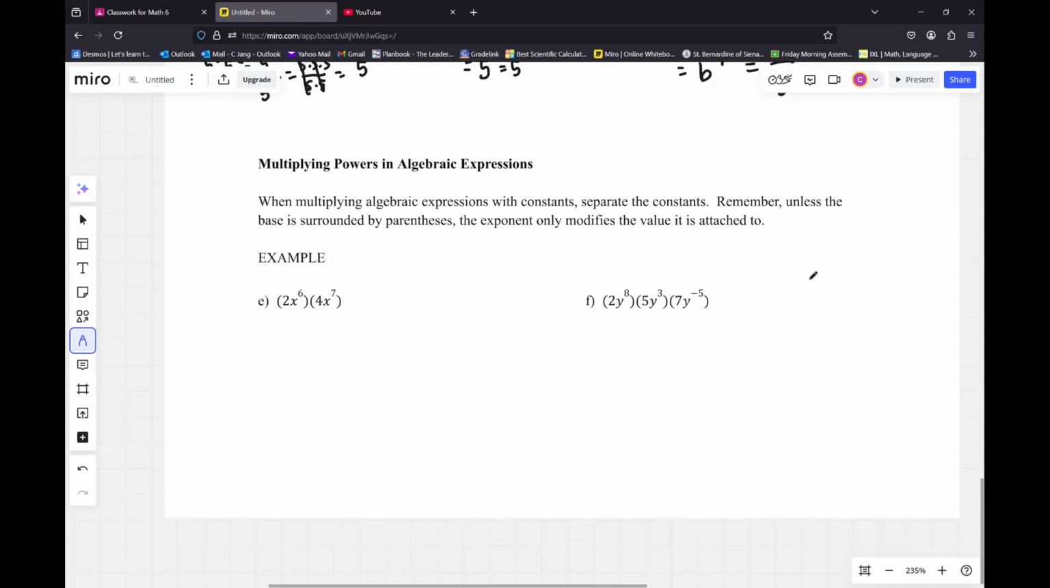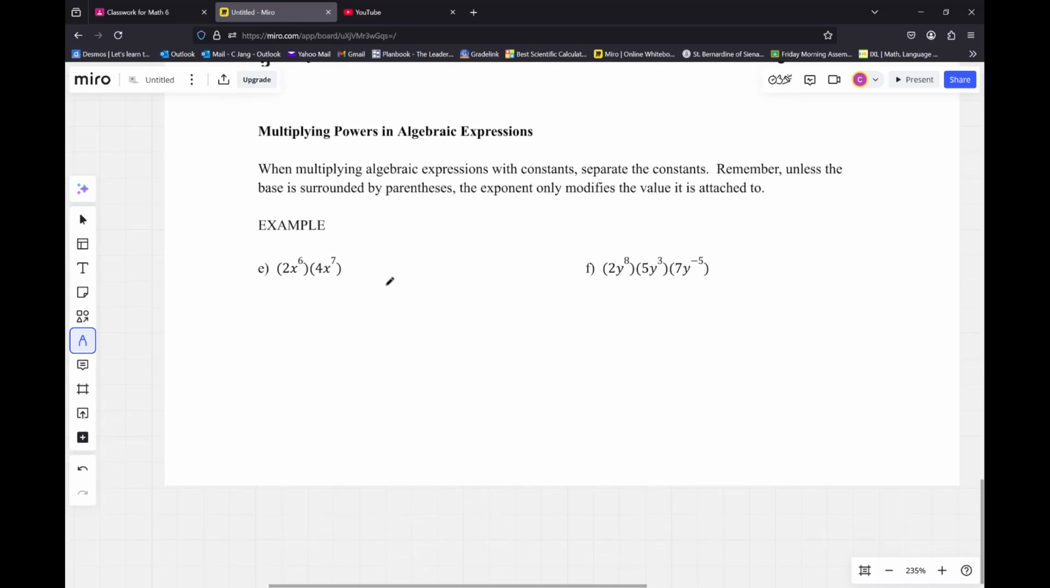Now, what happens when we're multiplying powers in algebraic expressions? This is actually going to be pretty important, because when we start talking about polynomials, this is essentially what we're going to be doing. When multiplying algebraic expressions with constants, separate the constants. Remember, unless the base is surrounded by parentheses, the exponent only modifies the value it is attached to. So in this case, this 6 only affects that x, and this 7 only affects this x. So basically, what we have here is 2 times x to the 6 times 4 times x to the 7th.